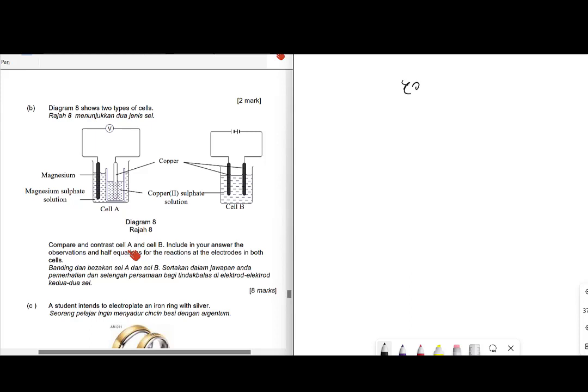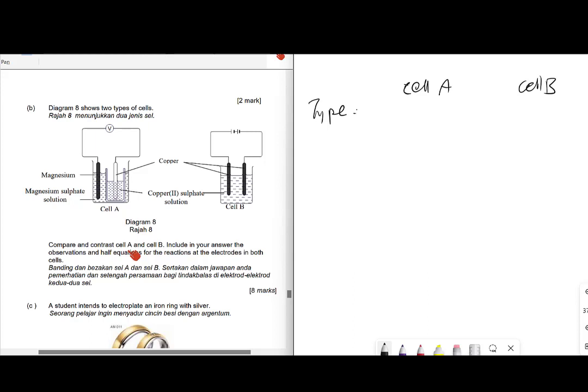So write this one as cell A, and then over here will be your cell B. Alright, so cell A and cell B. First you have to know the name because they just call it A and B. So I think the first point you can always get is just by naming what is cell A, what is cell B. So the first point is about the type of cell A and cell B.